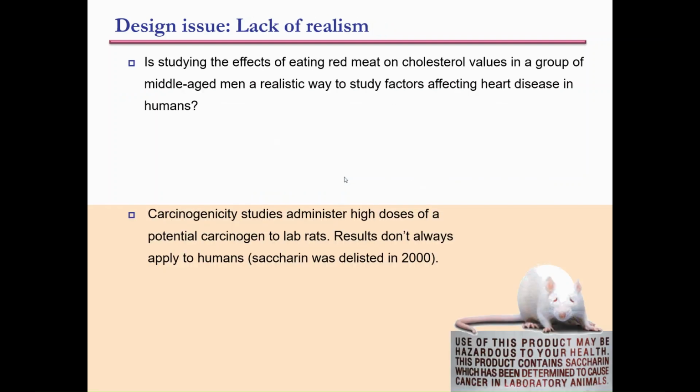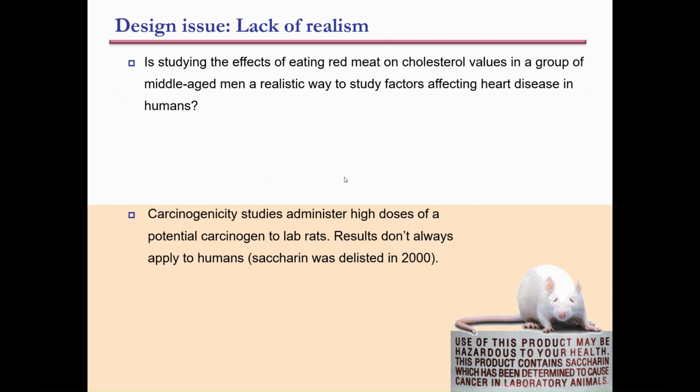All right. And then we have a design issue on this slide, lack of realism. I want to start off with the bottom one here with the mice. It was found that a certain species of mice, when given high levels of saccharin, were developing bladder cancer. And this ended up leading to saccharin being listed as a carcinogen.